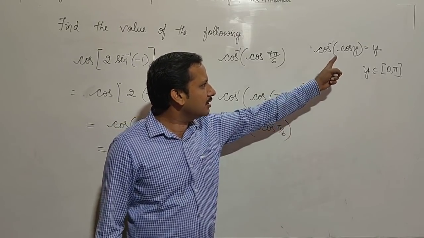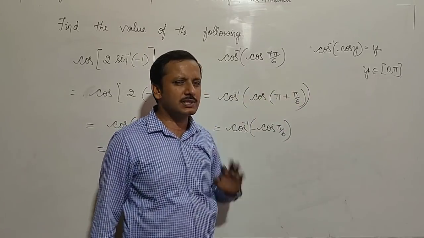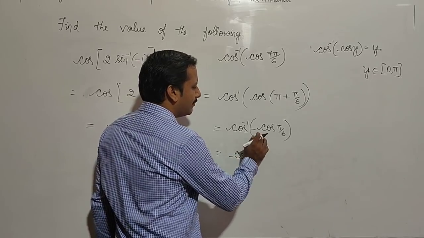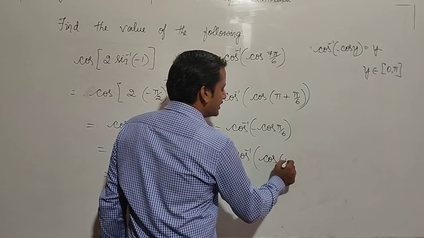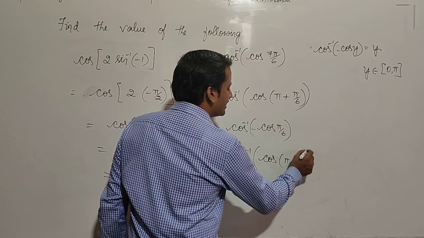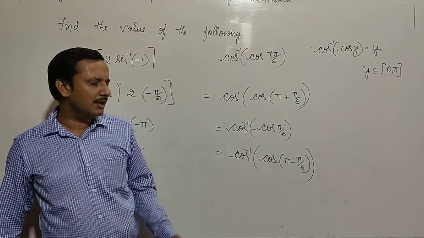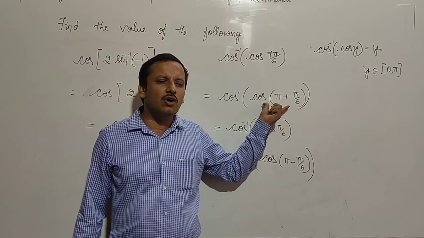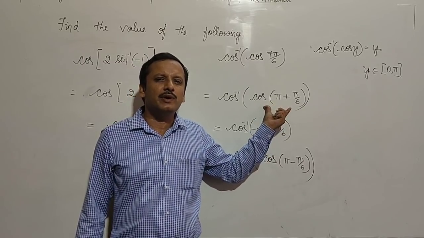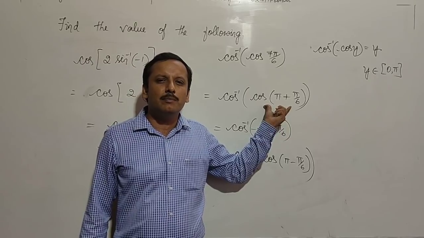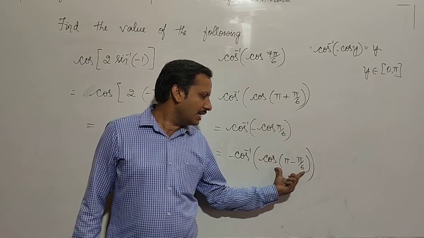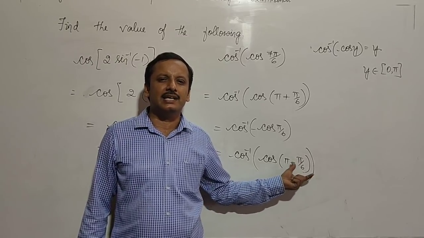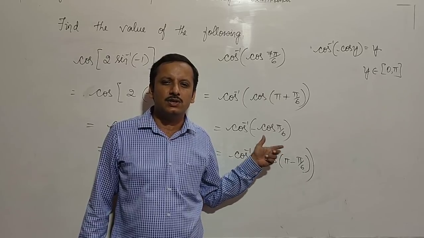But I want cos inverse of cos of something. I want to use that formula. So what I do is, I will write minus cos pi by 6 as cos of pi minus pi by 6. See here, cos of pi plus pi by 6, or cos 180 plus theta, is equal to minus cos theta. Here I wrote cos of pi minus pi by 6. Cos 180 minus theta is also equal to minus cos theta.